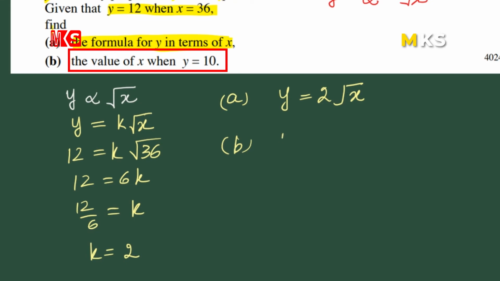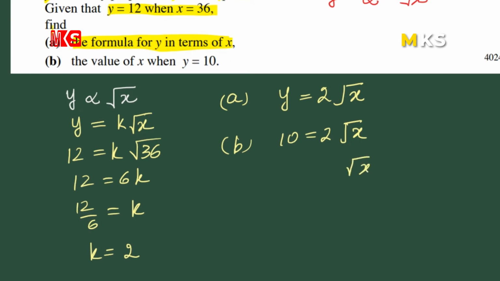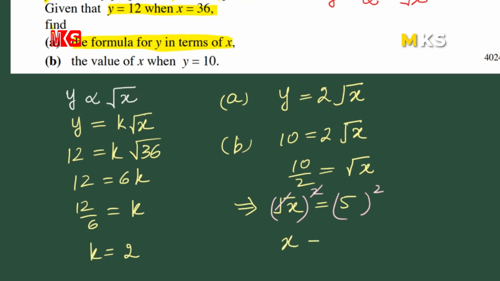So that will become 10 is equal to 2 times square root of x. So square root of x is equal to 10 divided by 2. We can write this as square root of x is equal to 5. To eliminate the square root, we will take the square of both sides. Square root and square will cancel and we will be left with x is equal to 5 squared, which is 25. So that will be the answer.